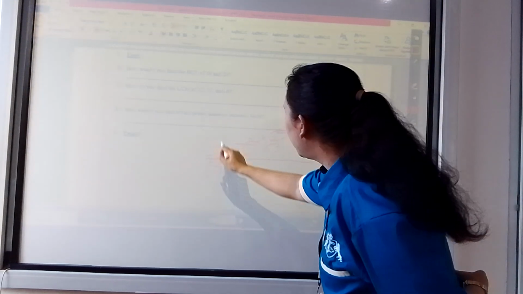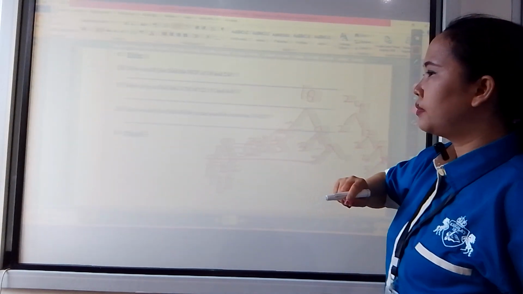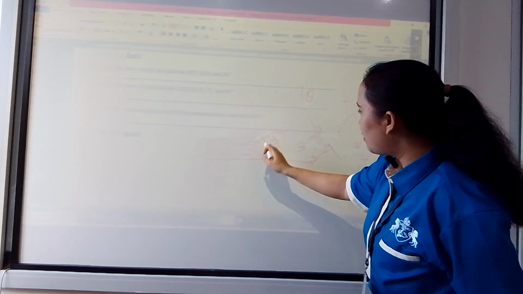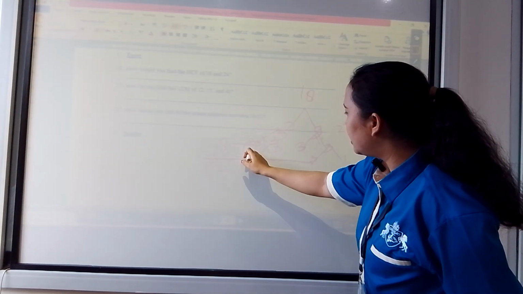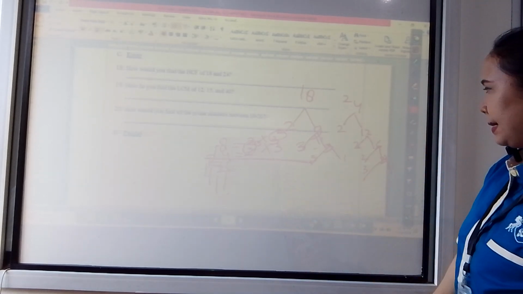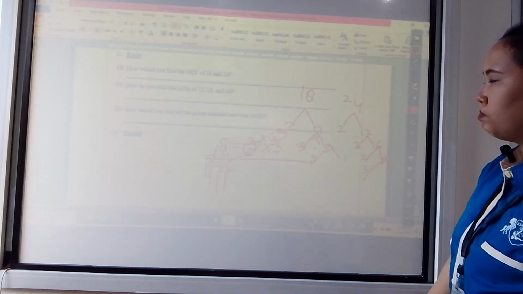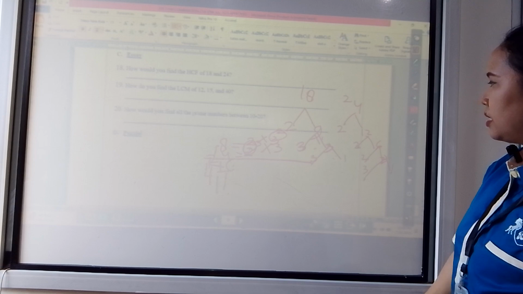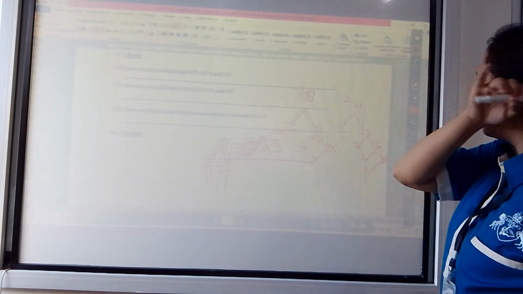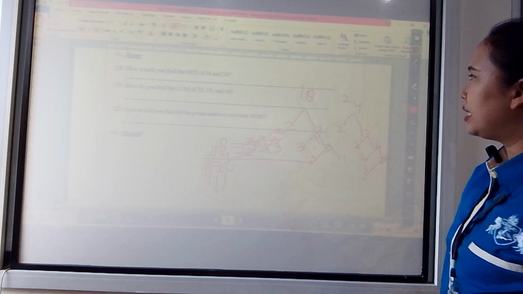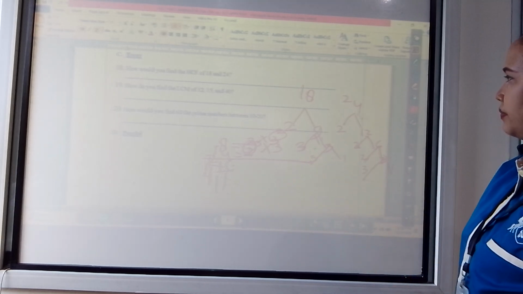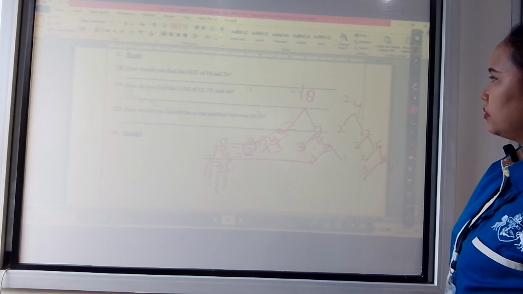For the highest common factor, we need to search the numbers with the lowest exponent, and we only check the same factor. So the highest common factor of 18 and 24 is 6. For the least common multiple, I think we do not need to solve this one.